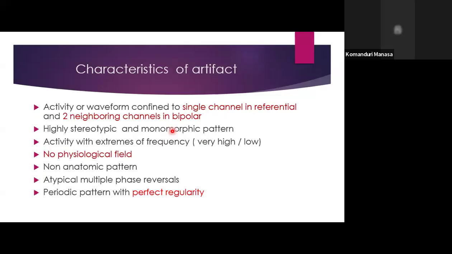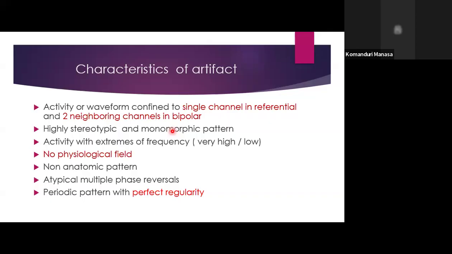So what are the characteristics of an artifact? How do we recognize an artifact in an EEG? It is activity or a waveform confined to a single channel in a referential montage, or two neighboring channels in a bipolar montage. That means it doesn't have a field. Usually any cerebral potential will have a physiological field. It is maximum at the point where it is produced, and as the distance from the point of production to the electrodes increases, there will be a fall in voltage. But the artifact will not follow this rule.